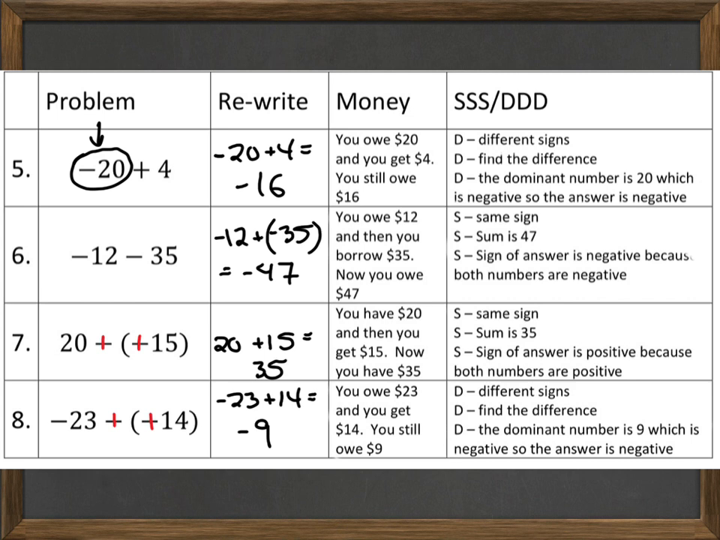So then you just have to figure out, okay, fine. Well, is that 9 going to be a positive 9 or a negative 9? And to do that, we look at the dominant term. 23 is bigger than 14. So if I look at that 23, I can see that it's negative. Since the dominant term is negative, my final answer must also be negative.